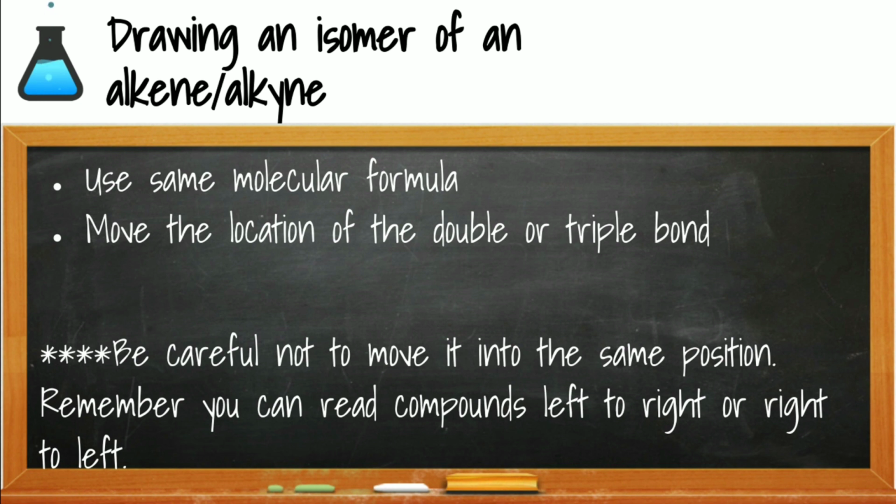When moving your double or triple bond, make sure that you are moving it to a new numbered position, and make sure you check your positions by numbering the carbon chain from left to right and right to left to make sure you've not actually moved it to the exact same position.